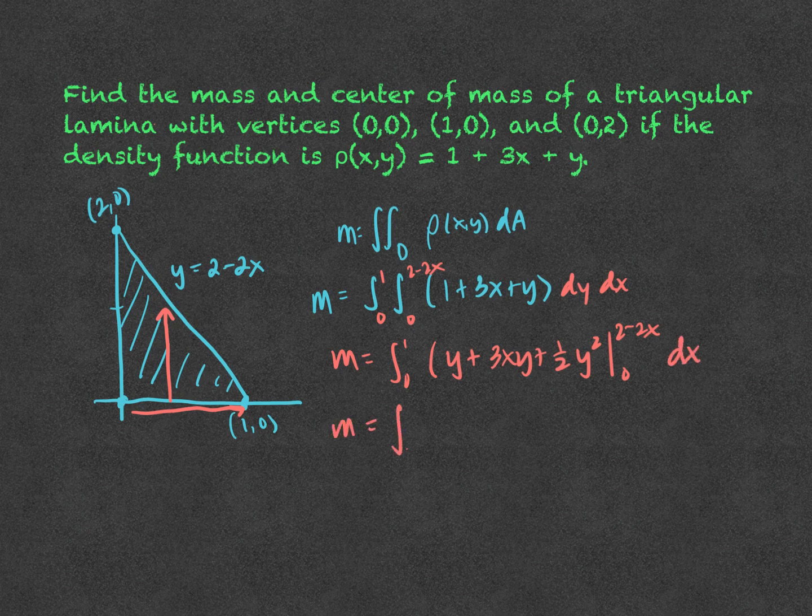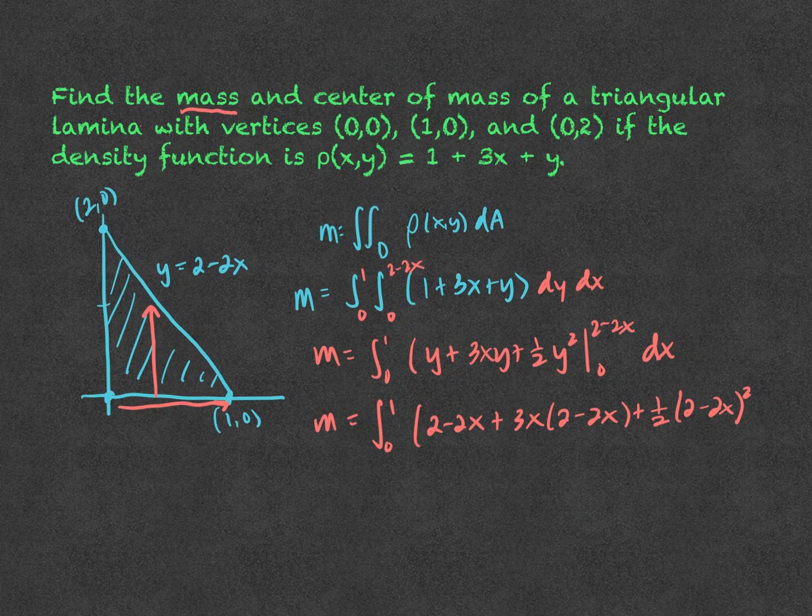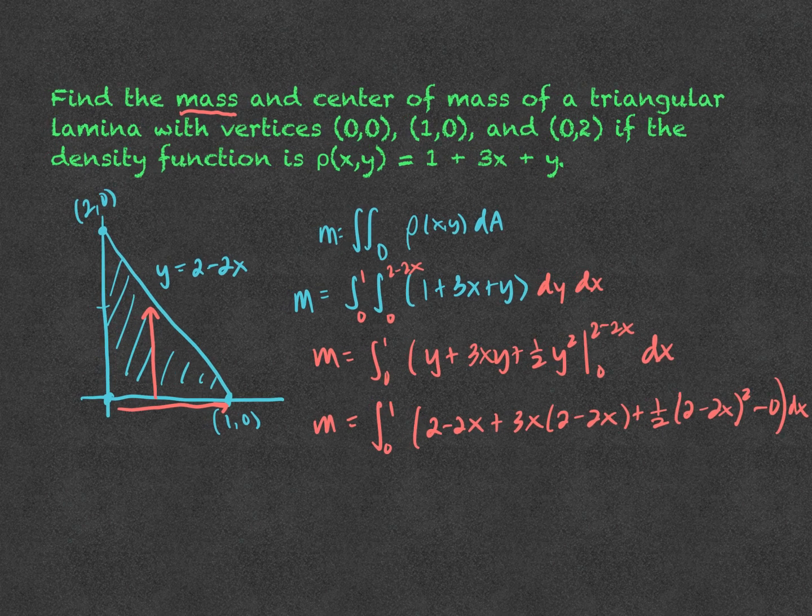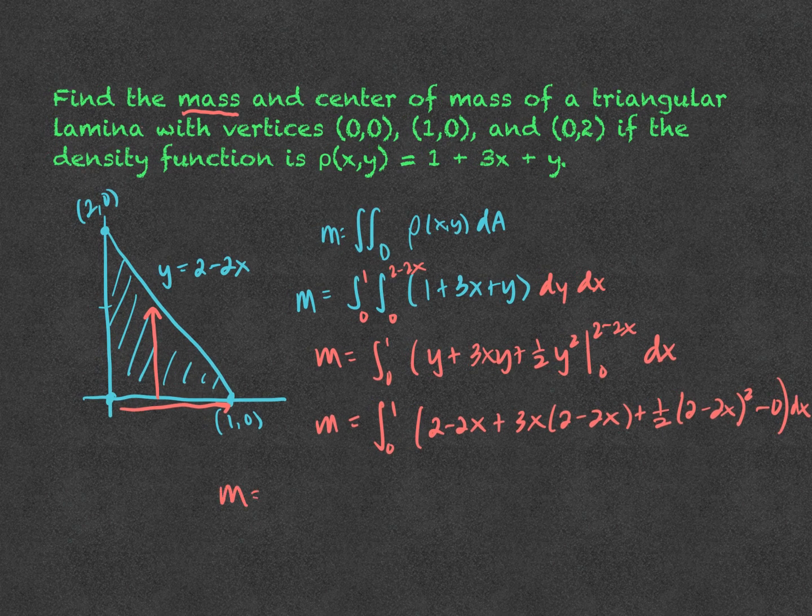Now I'm bringing down my m equals because this is not the end of the problem. This will give us our mass, but our center of mass needs the mass in it. So we're going to start with this. Now when we plug in 2 minus 2x, we get 2 minus 2x plus 3x times (2 minus 2x) plus 1/2 times (2 minus 2x) quantity squared. And then when you plug in 0, we get minus 0. And then we're going to say dx out here. So m equals, they didn't make it easy on us, did they? All this mess, from 0 to 1.